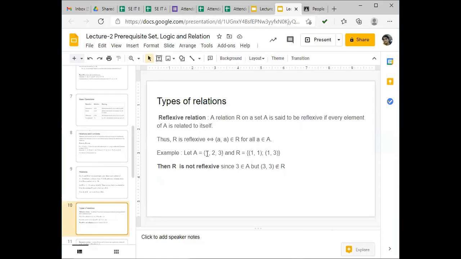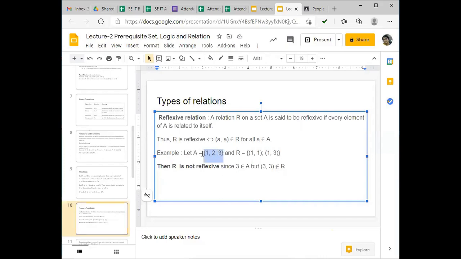If you see the example here, A equals {1, 2, 3}, and R is a subset of A cross A, that is Cartesian product of A with A itself. So what is R? They have given R as (1,1), (1,3). If you see this, is this reflexive? What is reflexive? Every element of A should be related to itself. So, is this reflexive? Students, is this reflexive?